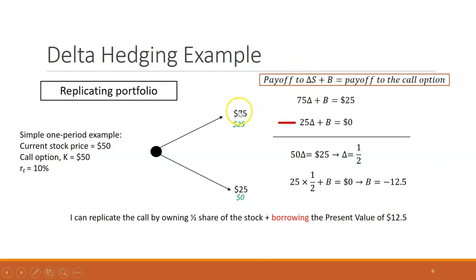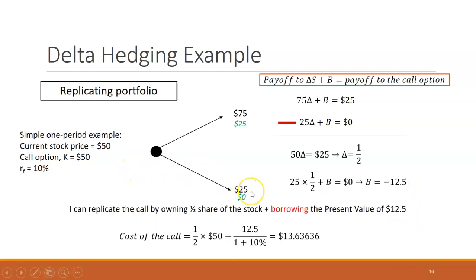I'm calculating here the payoffs in the next step. So this value for B has to be the present value. I would have to pay back $12.5 at the end, so that means I borrow the present value of that amount today. Okay, and so this tells me that the cost of the call should be the same as the cost of setting up that replicating portfolio. And in this example, the call then costs $13.63636.